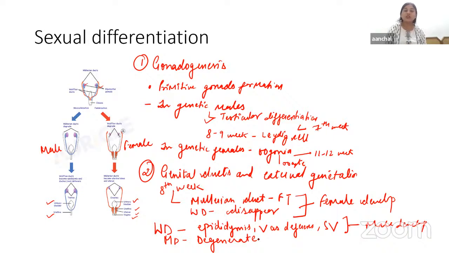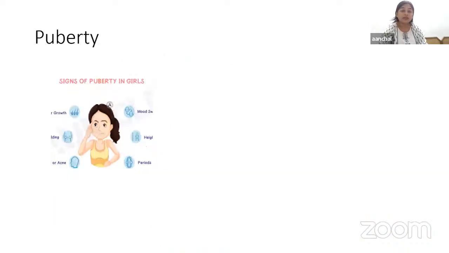Okay, so this is all about the sex differentiation which takes place during the 9-month gestation period, in which we have studied the 2 stages. First, gonadogenesis, and second, genital duct and external genitalia development. Fine. Now, next we have another important topic, that is puberty. Okay, so can anyone here tell me what is puberty? Anyone can define?